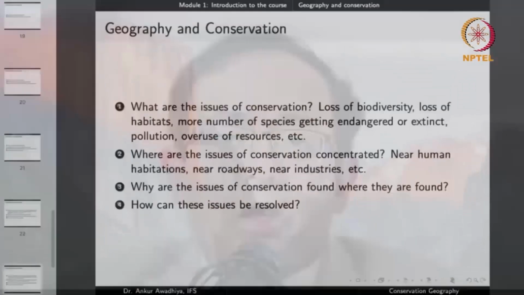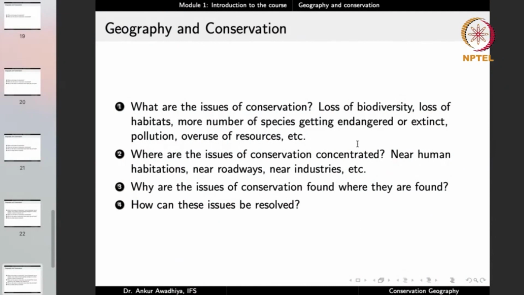Similarly, when we talk about industries, industries are often associated with pollution. So you will have air pollution, water pollution, noise pollution, and so on. So when we ask the question, where are these issues of conservation concentrated, we can find several answers. Some of these issues may be concentrated near human habitations, some may be concentrated near roadways, some may be concentrated near industries, and so on. So now we are doing a study of the areal differentiation of these issues of conservation.